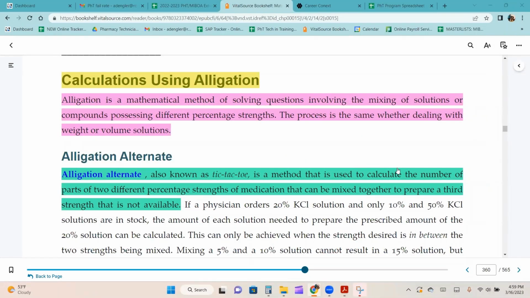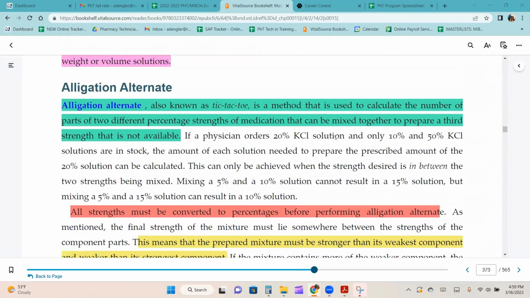Alligation is a mathematical method of solving questions involving the mixing of solutions or compounds possessing different percentage strengths. The process is the same whether dealing with weight or volume solutions. Alligation alternate, also known as tic-tac-toe, is a method that is used to calculate the number of parts of two different percentage strengths of medication that can be mixed together to prepare a third strength that is not available.